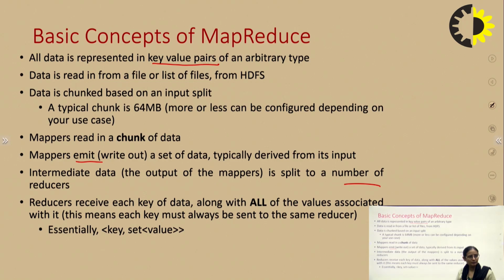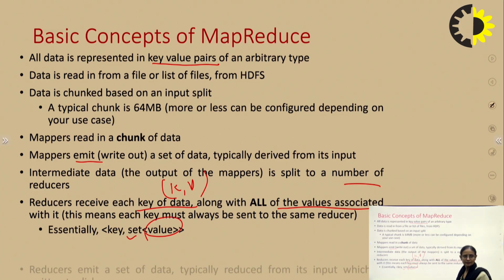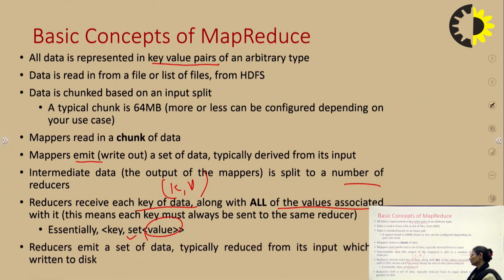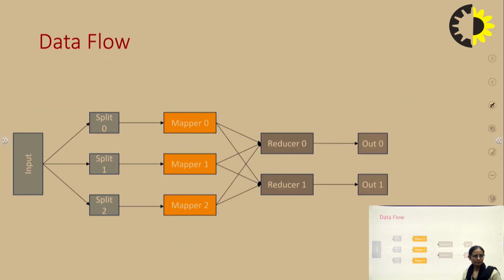Now, what will the reducer, that is the reduce function, do? It will receive each key of data. From each node, it is getting a key value pair along with all of the values associated with it. This means each key must always be sent to the same reducer, and this is the key. Then we have a set and the value of the set. The reducers will generate output. Again, it emits a set of data typically reduced from its input, which is written to the disk.